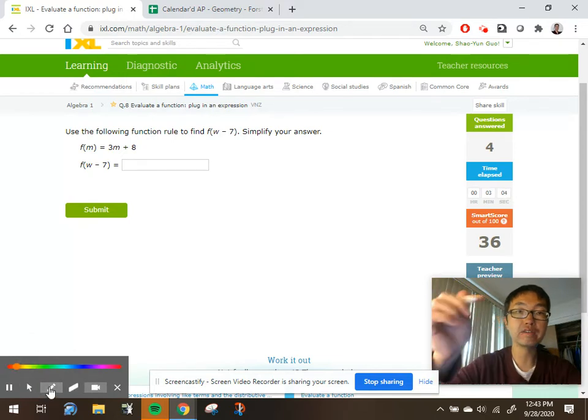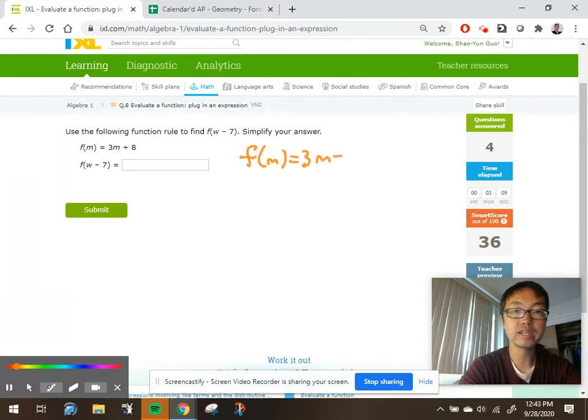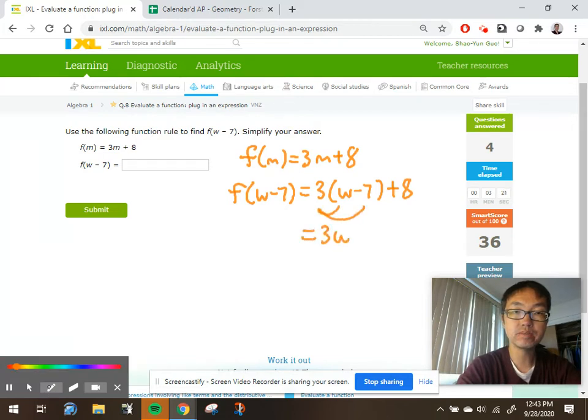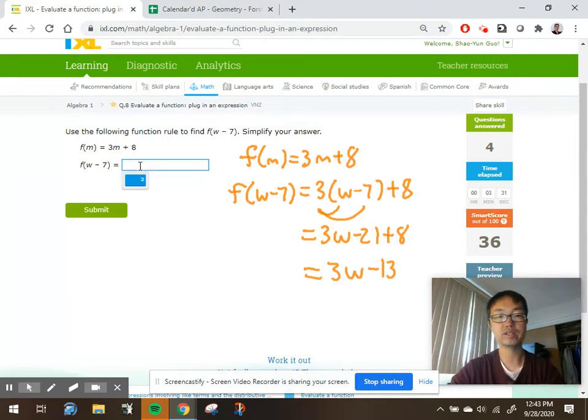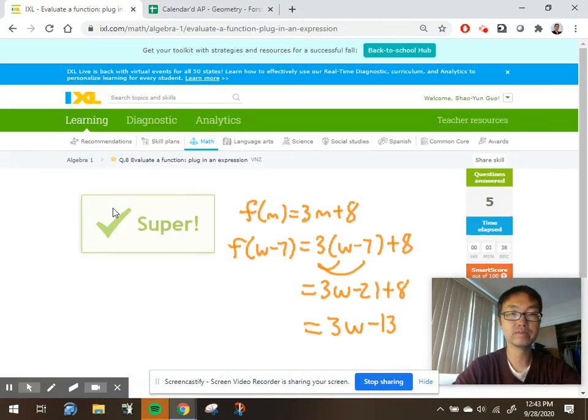All right, f of w minus 7. So f of m equals 3m plus 8. So if we're going to do w minus 7, we replace m with w minus 7, like so. Now we do the distributive property. 3w minus 21 plus 8. Simplify: 3w minus 13. This will also help you with negative numbers, getting used to it. Make sure you write w. If you write m, you'll get it wrong.